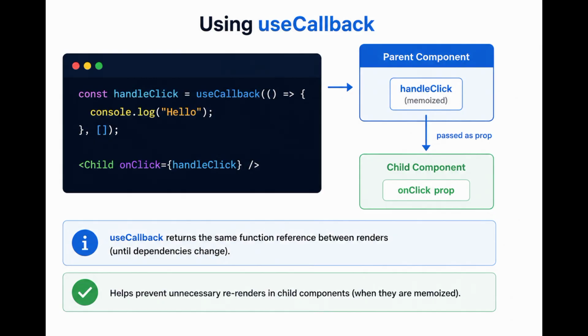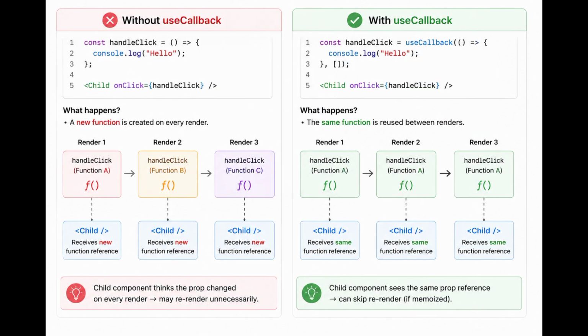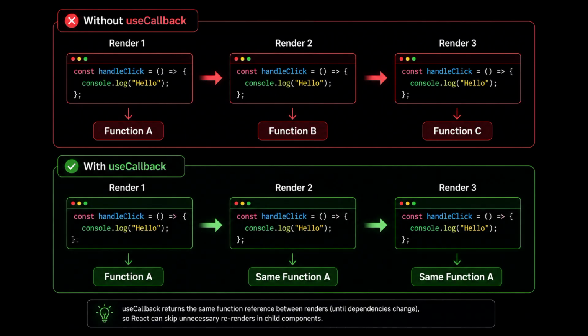Now, let's look at a common real life situation. Suppose a parent component passes a function to a child component. Every time the parent re-renders, a normal function can have a new reference. That can make the child believe that the prop has changed. useCallback helps us keep the same function reference until its dependencies change. But what does memoize a function actually mean? It means React can remember the function reference. If the dependencies haven't changed, React can give us the same function reference again.